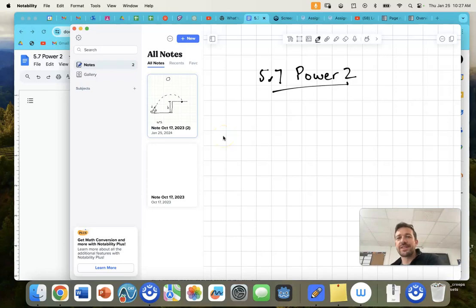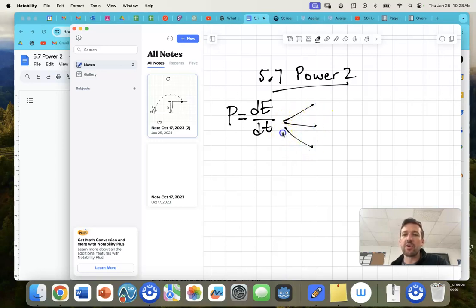Okay, students, it's 5.7, power 2. Last time you learned the first power function, which was the derivative of energy with respect to time, right? And from that, you learned four other functions, right? You now know that energy is equal to the integral of power dt, right?